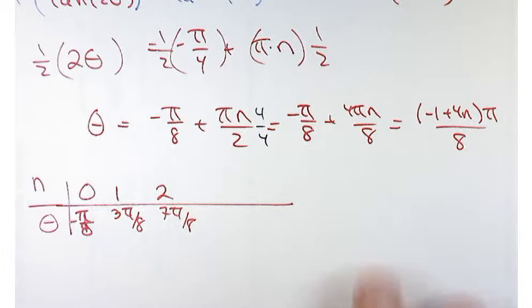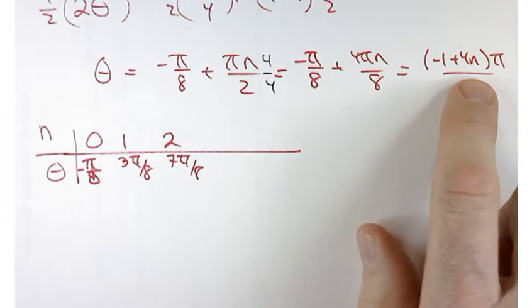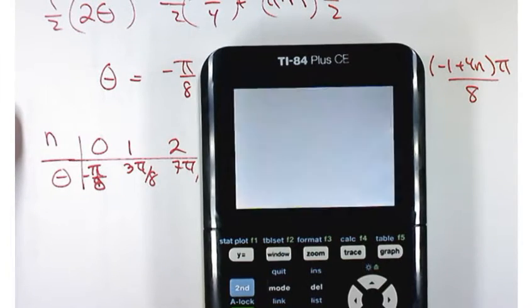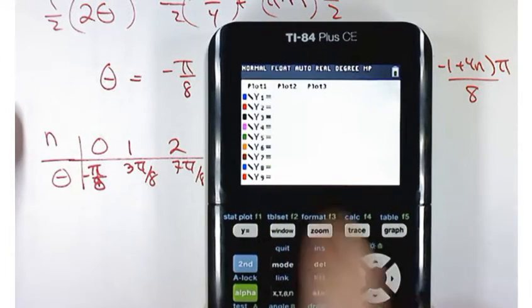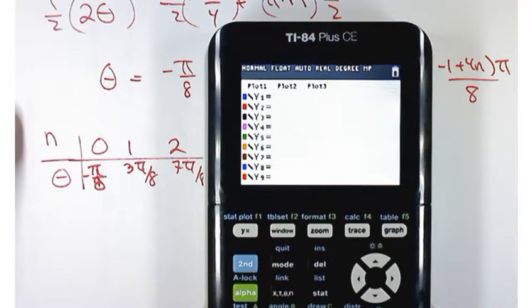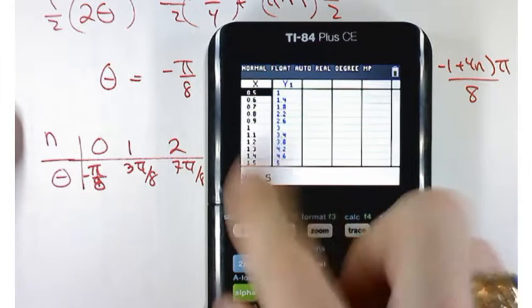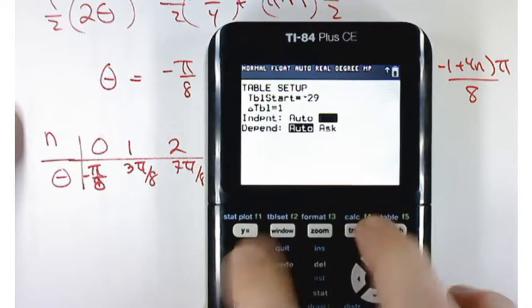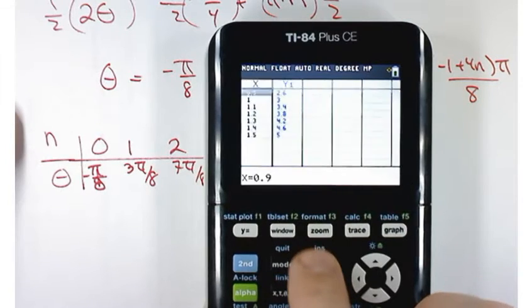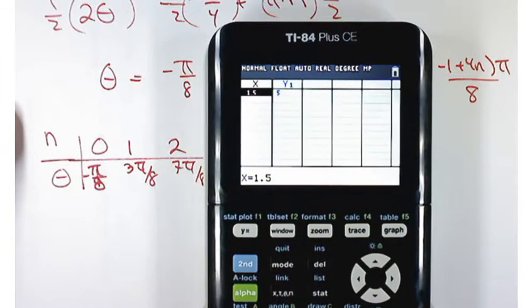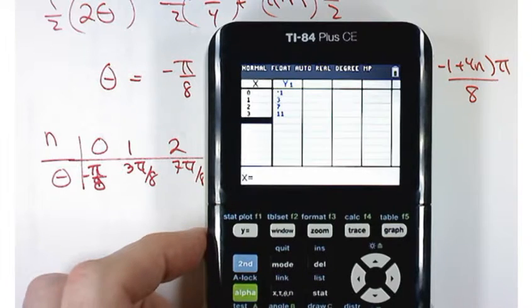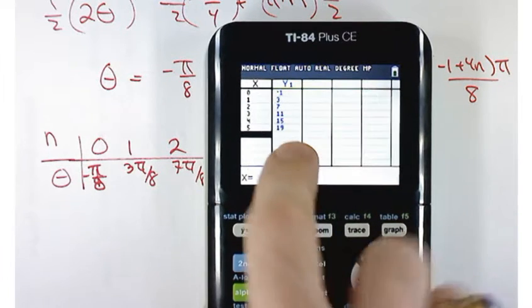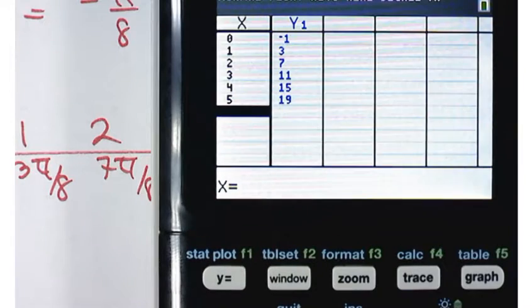In fact, if you're feeling extremely lazy, here's what you can do. You can type in that function, -1 plus, I'll use an x, -1 plus 4x, and do a table. Hit the second key, then the table. Let's change the setting on this. Oh, it's ask. Good. And then just ask your calculator to figure out, all right, well, what if I put in a 0? What if I put in a 1, 2, 3, 4, 5, etc. So you can get all the values that you need here.